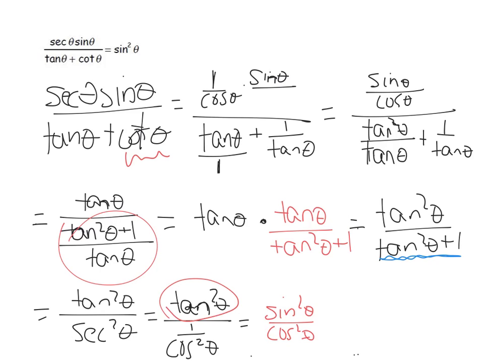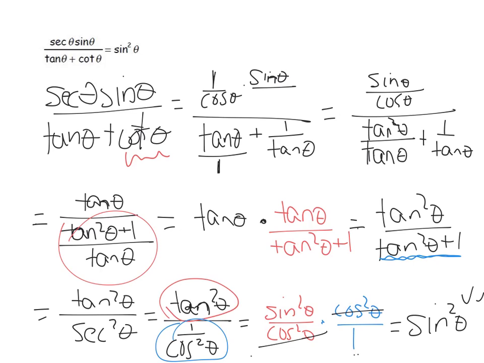And this 1 over cosine squared, remember when we are dividing by a fraction, we are multiplying by the reciprocal. So I got cosine squared over 1, and that's exactly what I needed. I needed those to disappear, and I have my sine squared theta. Okay? That's a terrible check mark. It's not going to get any better. That's the best that check mark will do.